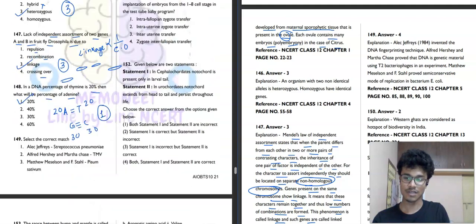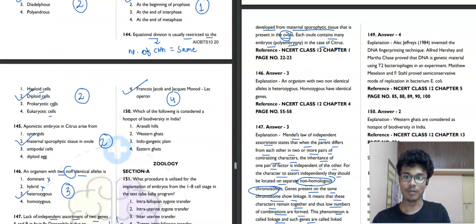Now we will understand the other options as well. Alec Jeffreys invented the DNA fingerprinting technique, so this is not associated with Streptococcus pneumoniae. Then Alfred Hershey and Martha Chase proved that DNA is the genetic material using T2 bacteriophage, not TMV. Then lastly, Matthew Meselson and Stahl proved the semi-conservative mode of replication in the bacterium E. coli. Pisum sativum was used by Mendel, not Meselson and Stahl. But Jacob and Monod gave the lac operon. So the fourth option is your correct answer for this question.